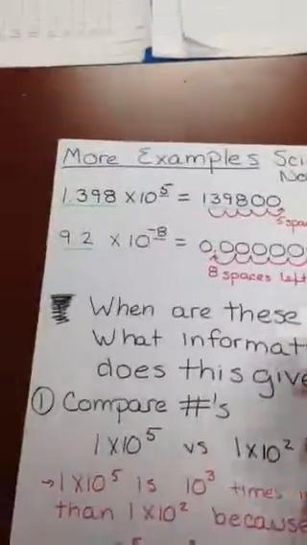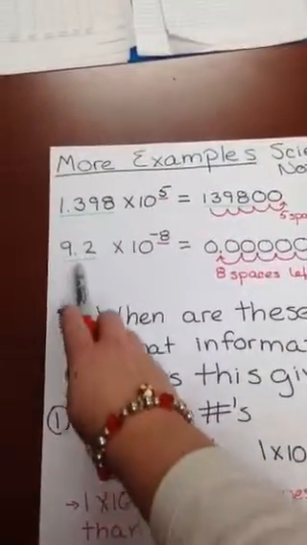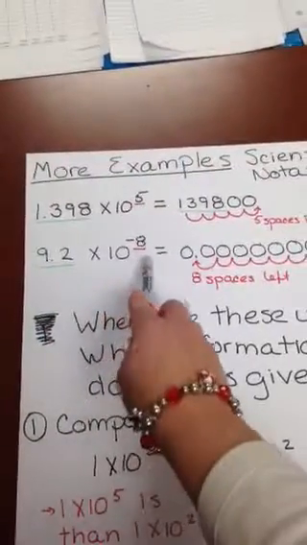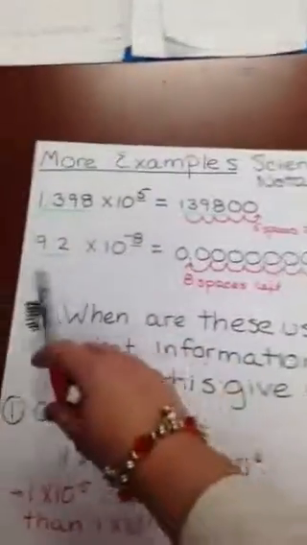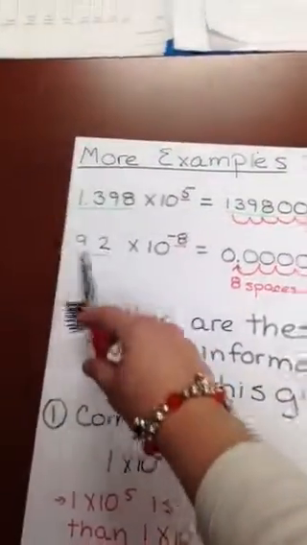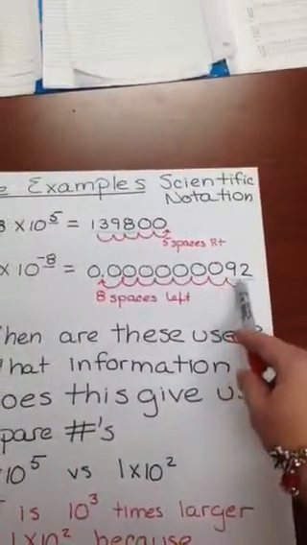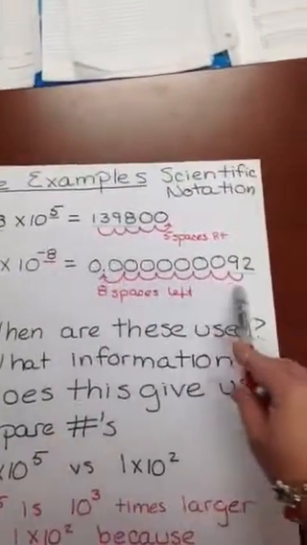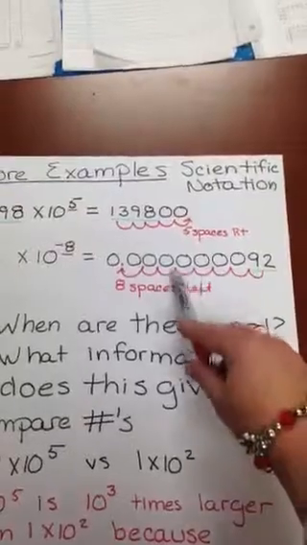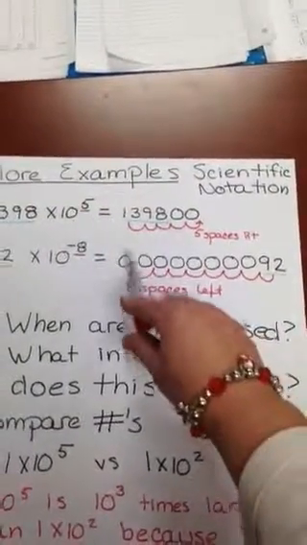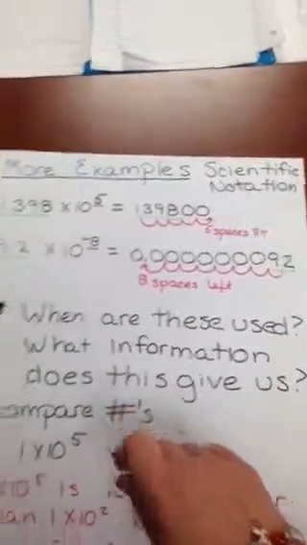So this number in standard form, this is standard form, would be 139,800. If I have a very small number, 9.2 times 10 to the -8, I'm going to write my 9 and my 2. Those are my non-zero numbers. And then where I have that decimal, well, because it's a -8, I'm going to move it 8 spaces to the left. 1, 2, 3, 4, 5, 6, 7, 8. And that's where the decimal goes.